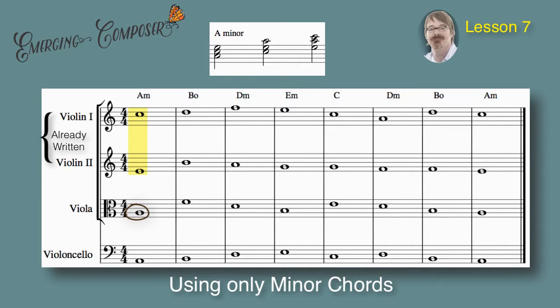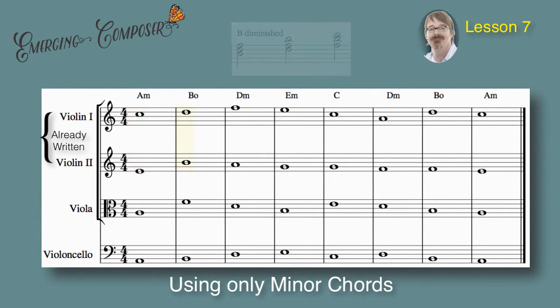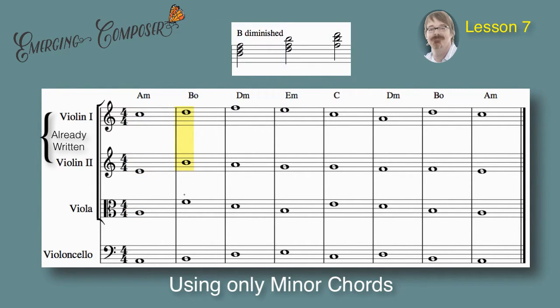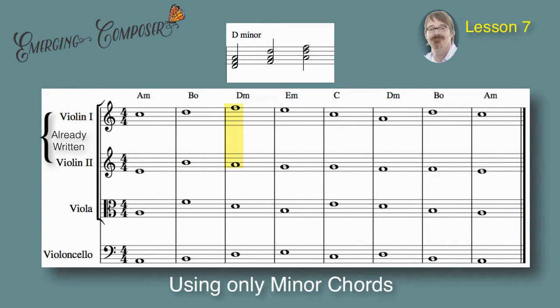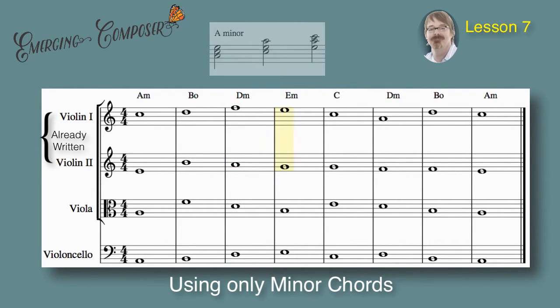And we go to a B diminished next. We have a B, a D. We need an F. So I'm going to put an F. I'm going to go to a D minor next. Well, D minor, we got an A and an F, so I'm missing a D. So let's go to a D right there. Next, we're going to go to E minor. We got a G and an E. We need a B next, so I'm going to put a B.